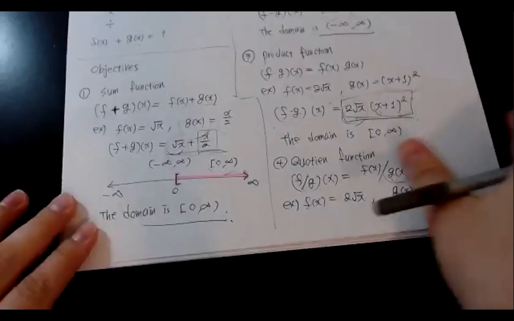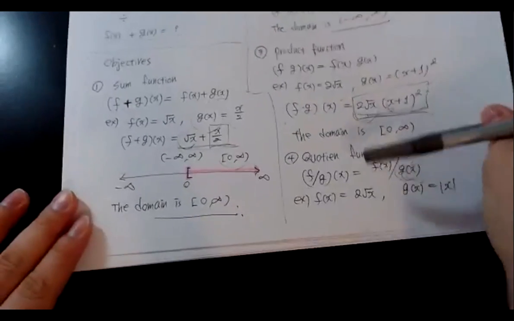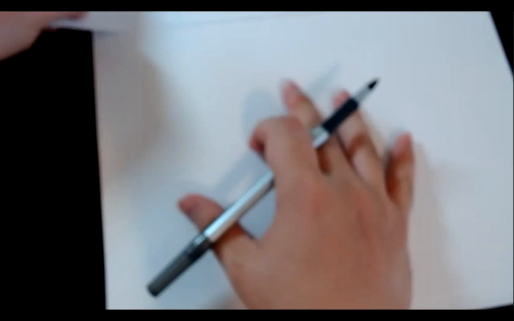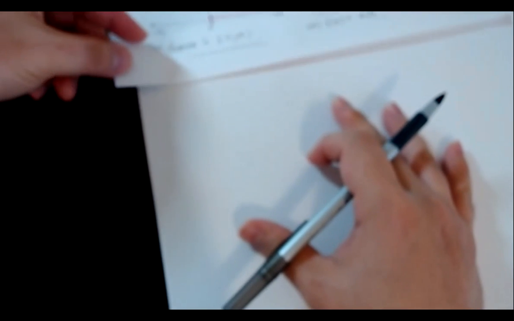So now let's see the example. Let's find the domain of the quotient function of that example, and the equation of the quotient function. Let me copy this example: 2 times square root of x, and square root of x.